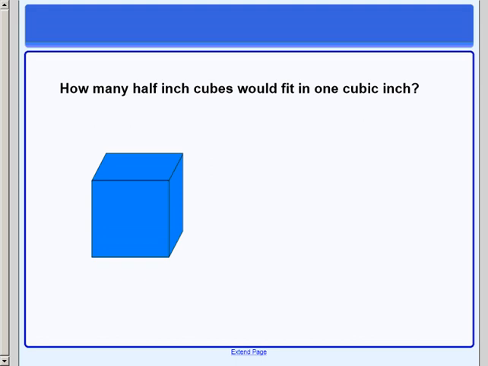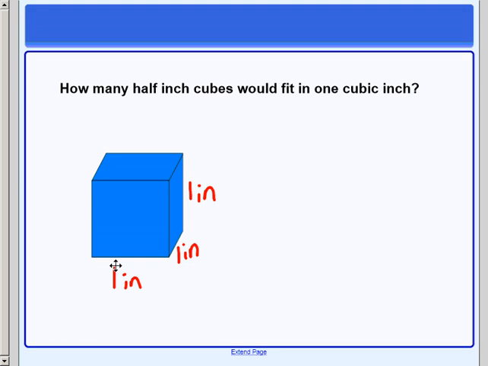So how many half-inch cubes would fit in 1 cubic inch? So in other words, this is a cubic inch, which means it's 1 inch by 1 inch by 1 inch. So if it's 1 inch by 1 inch by 1 inch, how many half-inch cubes would fit in it? Most people say 2, which is wrong.